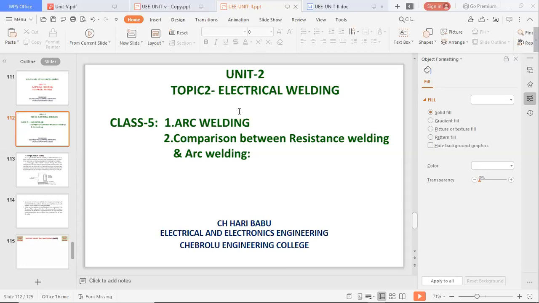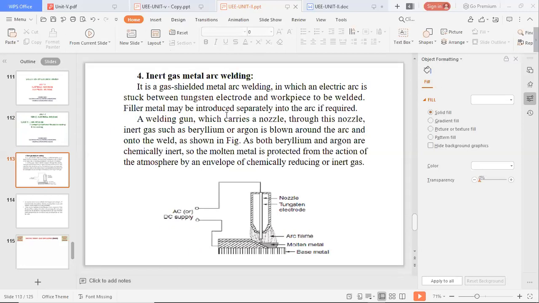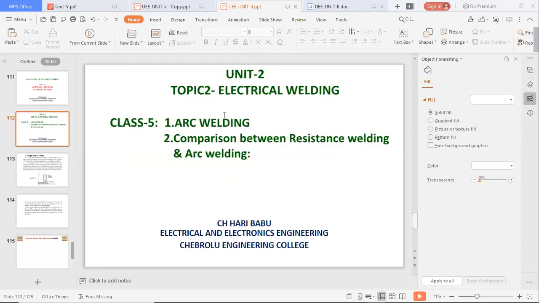Coming to today's topic, the same basics of arc welding, that is inert gas metal arc welding. Then a comparison between resistance welding and arc welding. We have two types of welding: resistance welding and arc welding. So there are the equipment used in welding, and also the comparison between resistance and arc welding. We will go through this in this class.